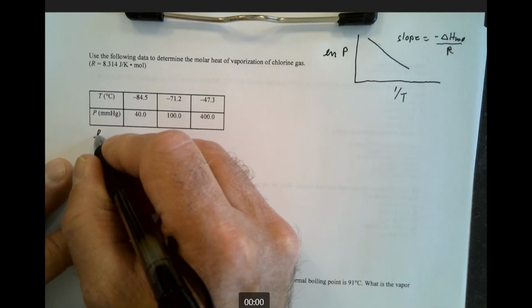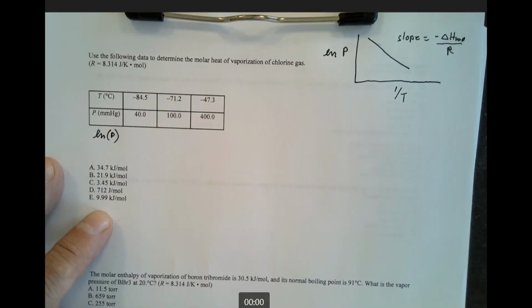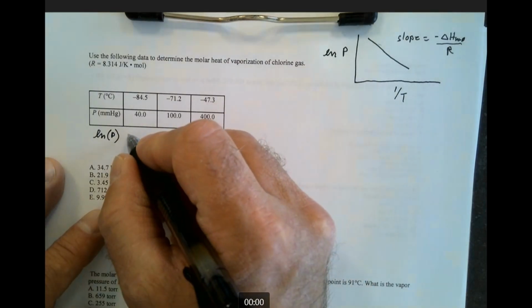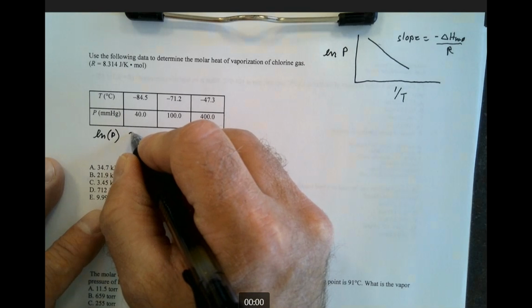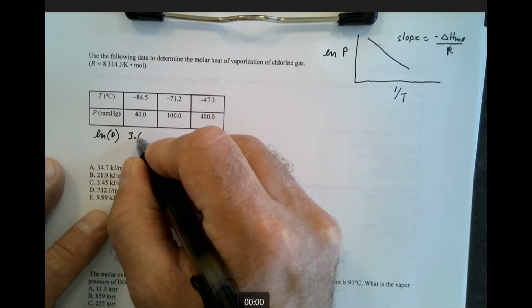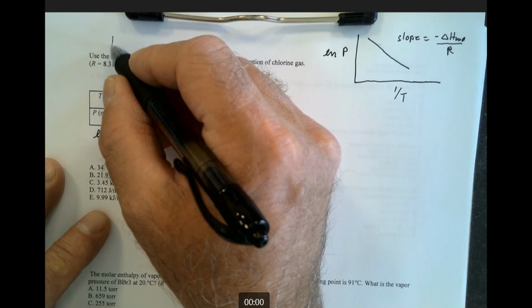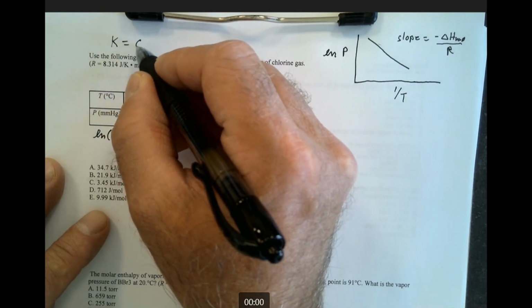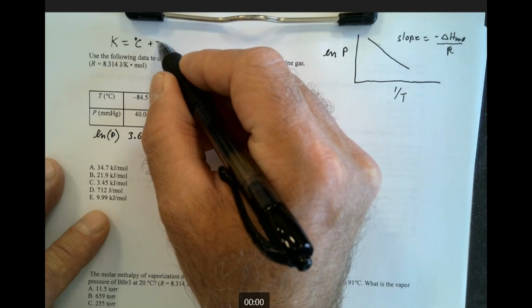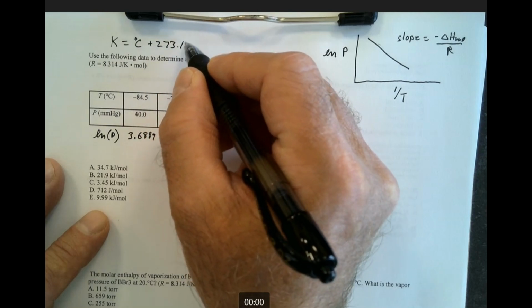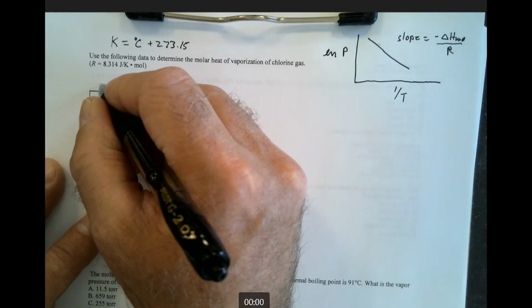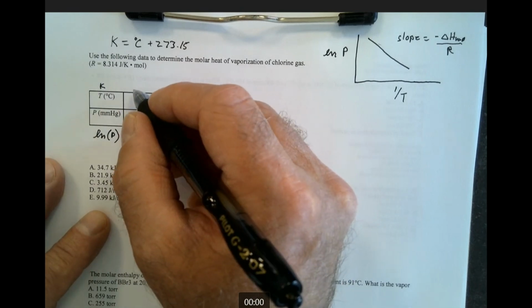So the first thing we might want to do is find the natural log of 40. Natural log of 40, plug that into your calculator, and you should get something that looks about like this. And then off to the side, we might need our formula for Kelvin. If we know degrees C, add 273.15. And so my Kelvin temperature here is going to be something like 188.65.